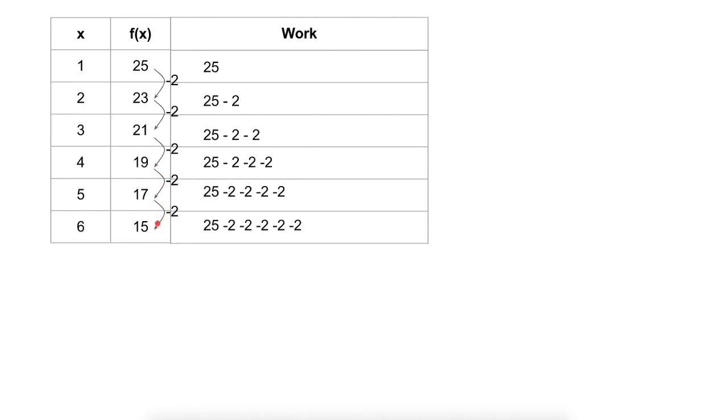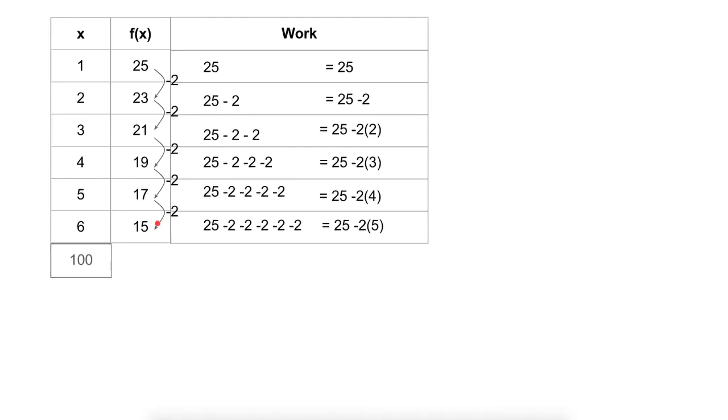Great. So we already know how to do this. This is not new. This is easy. So we have 25 there, 25 minus 2, 25 minus 2 times 2, 25 minus 2 times 3, 25 minus 2 times 4, 25 minus 2 times 5. So if we wanted to find what happens when x is 100, in other words, if we're looking for f of 100, we can see over here everything's the same, 25 minus 2, except for what we're multiplying that 2 by, which represents the number of times we're subtracting 2.